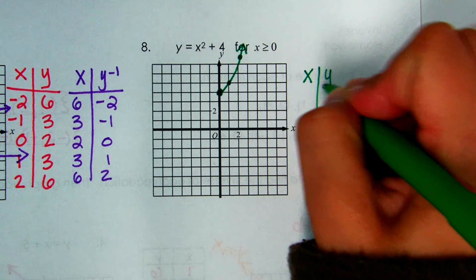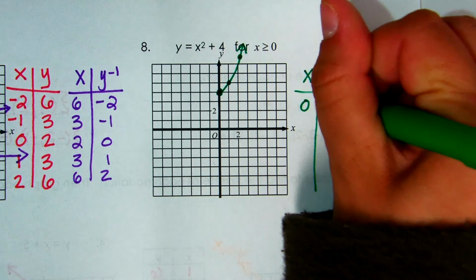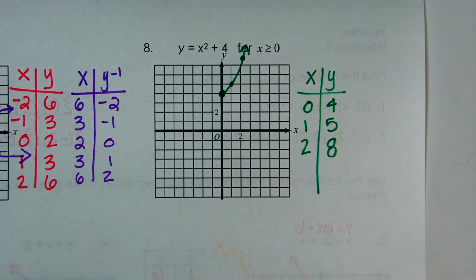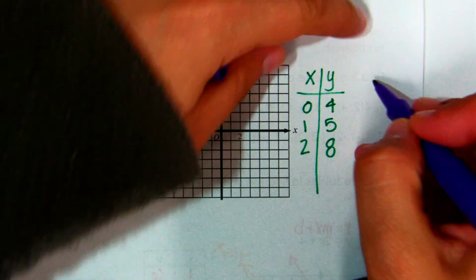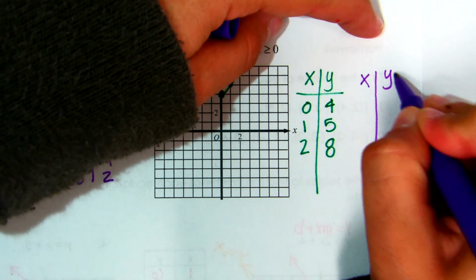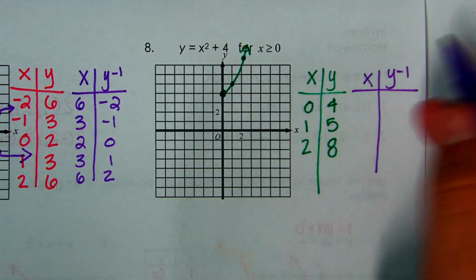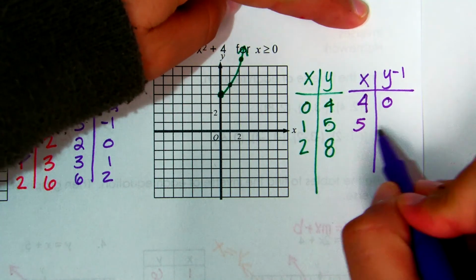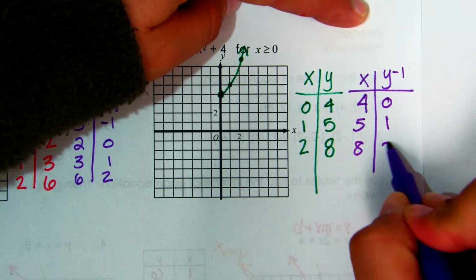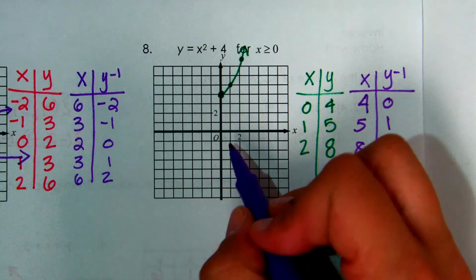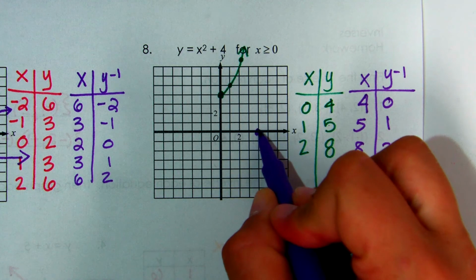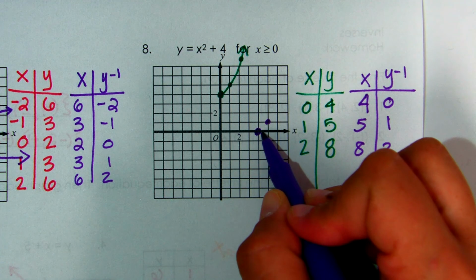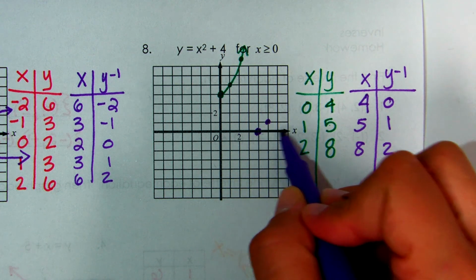So I'm going to make a T-chart with my 3 points. 0, 4, 1, 5, 2, 8. Now for my inverse, x and y inverse. Switch the x's and the y's. 4, 0, 5, 1, and 8, 2. I'm going to plot those points. 1, 2, 3, 4, 0, 5, 1, and 8, 2.